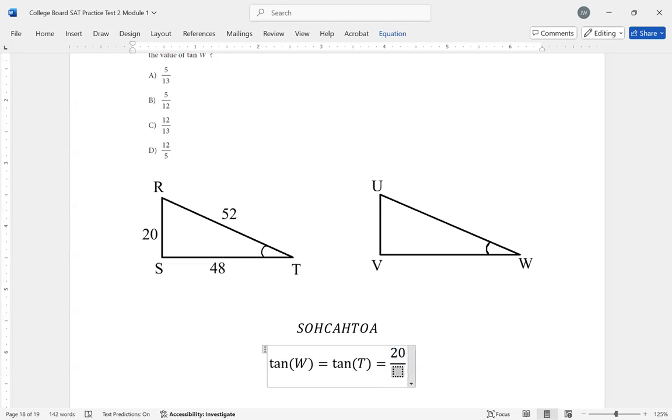So that's 20 over 48. And we just need to simplify that fraction. 20 over 48 simplifies to 5/12. And so 5/12 is the final answer, which obviously is B. So option B is the answer to question 25.